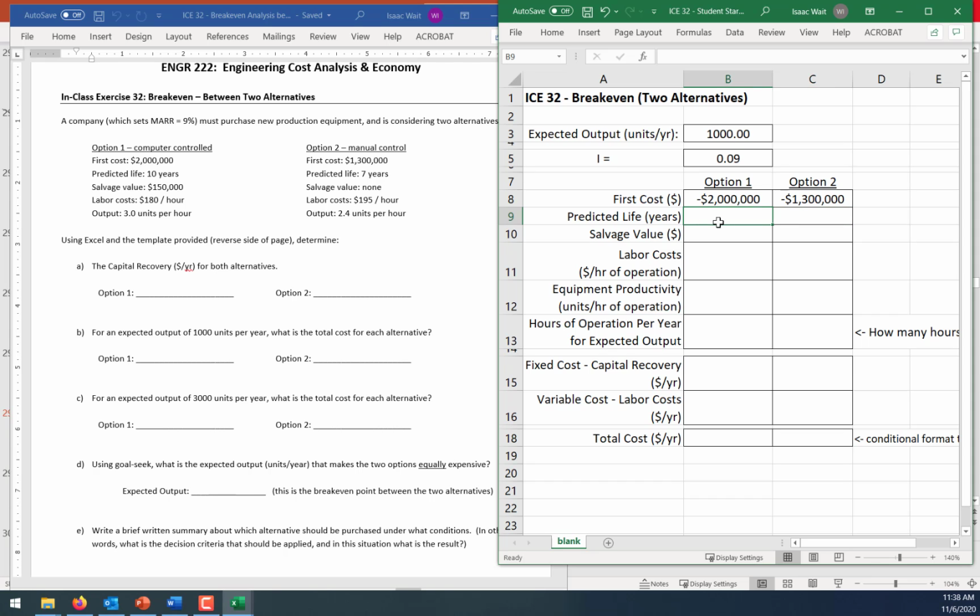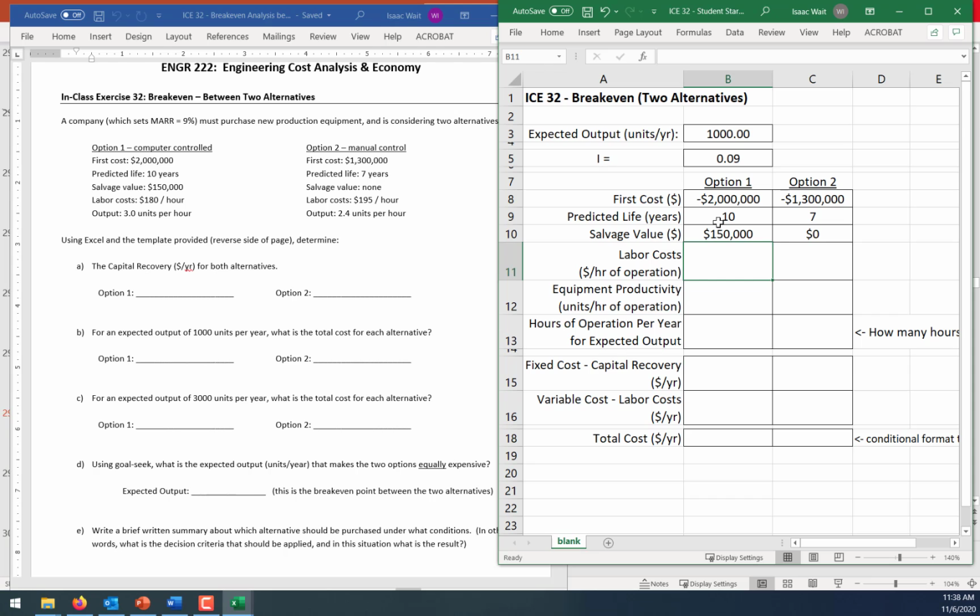All right. The predicted life for computer controlled is 10 years versus 7 years for manual control equipment. The salvage value is 150,000 for option 1 and 0 for option 2.